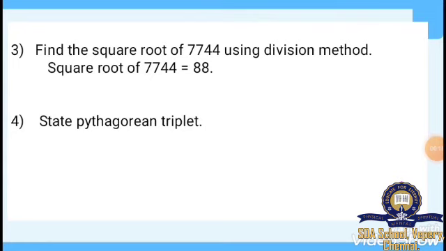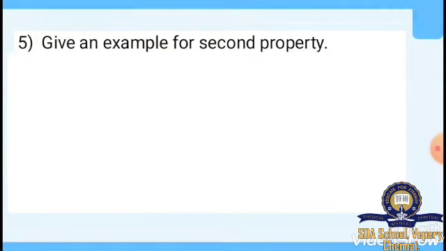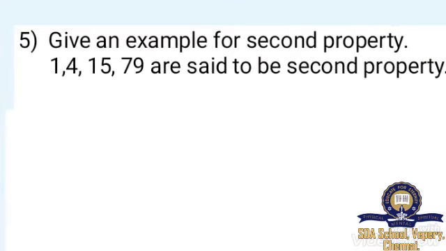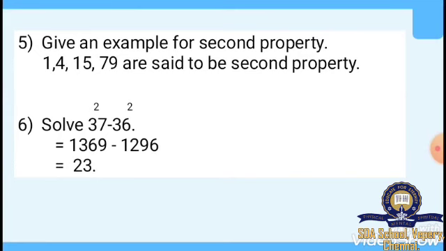Now can anyone state the Pythagorean triplet? Yes, very good. For any three natural numbers p, q, r, if p square plus q square is equal to r square, or p square plus r square is equal to q square, or q square plus r square is equal to p square, then the numbers p, q, r are known as Pythagorean triplets. Now, can anyone give an example for the second property? The number should not end with 2, 3, 7 or 8. Now, solve this: 37 square minus 36 square is 73.